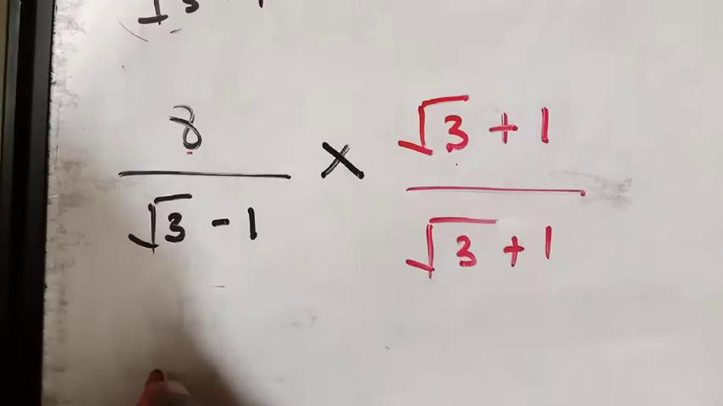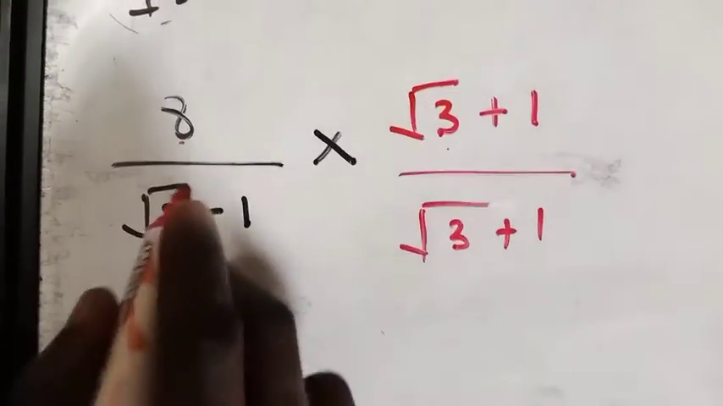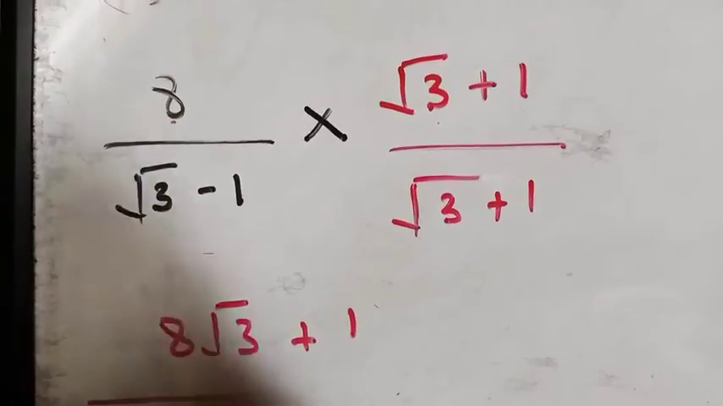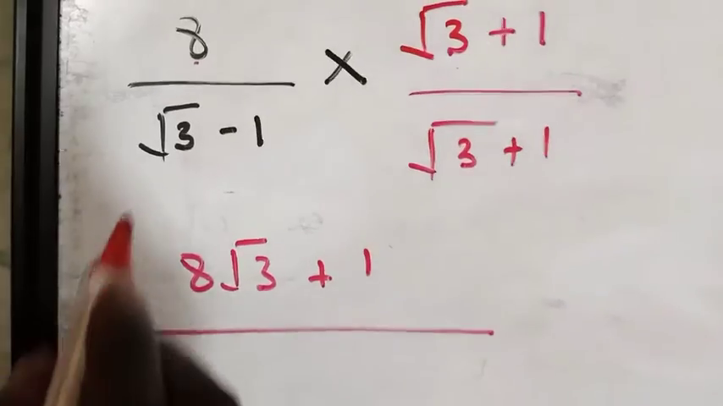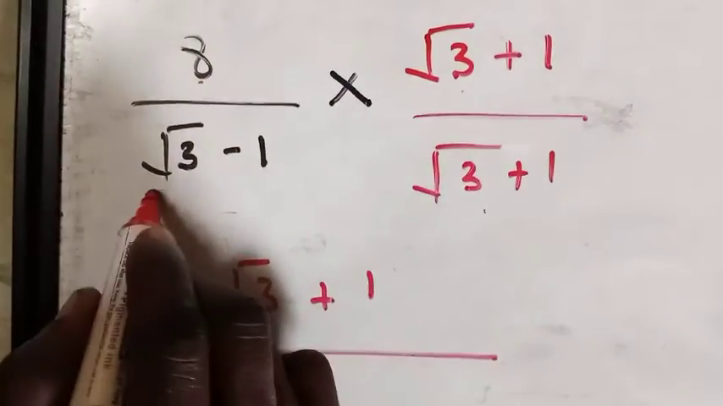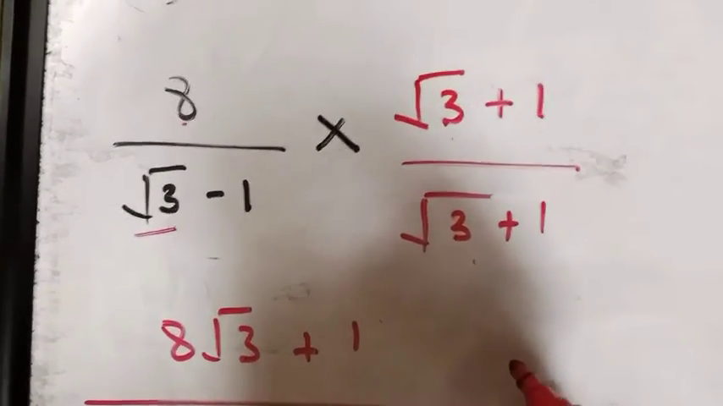So what are we going to do? 2 multiplied by root 3 will give us 2 root 3, and then 2 multiplied by 1 will give us a positive 2. Right, so everything over the same procedure here. This guy will multiply root 3, and then this same guy will multiply the 1.